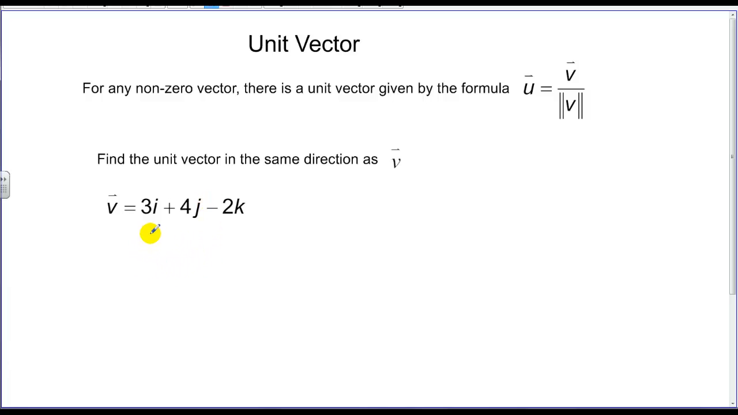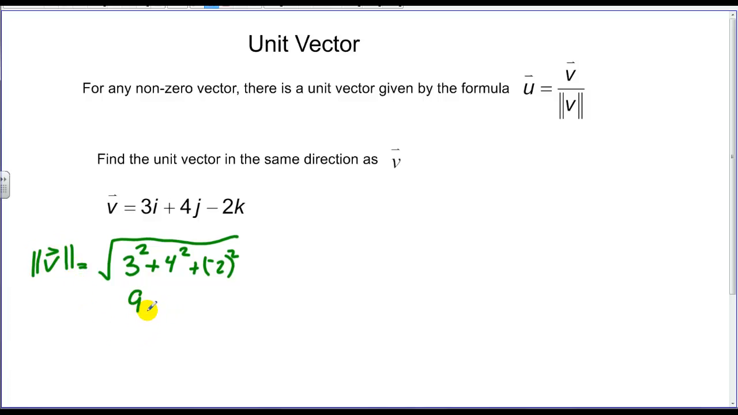So in order to do that, I need to find its magnitude. Take 3 squared, 4 squared, and negative 2 squared. Add those all up and find their square root. That gives us the magnitude of v. So I've got 9, 16, and 4, which gives us the square root of 29.